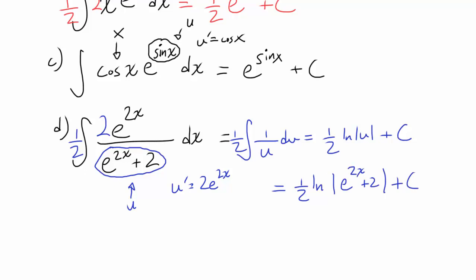And you may realize, because e to the power of something is always positive, e to the 2x plus 2 is also positive. Since the absolute value of a positive quantity gives you the same thing, you don't need the absolute value. You can just replace the absolute value with parentheses. So our answer is 1/2 times natural log of e to the 2x plus 2, plus c.